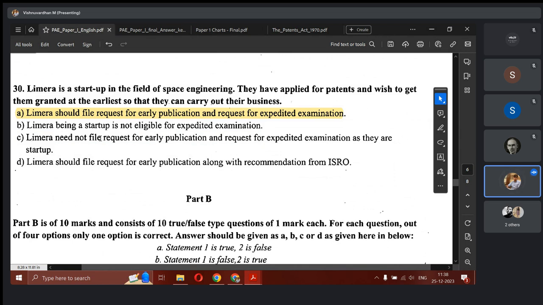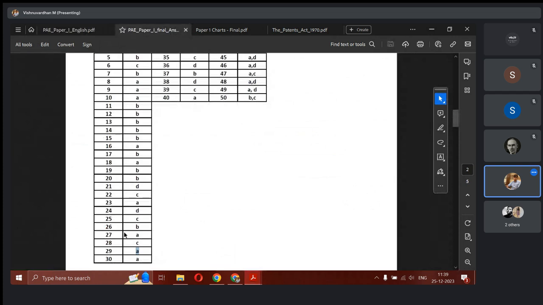Okay, so startup is not eligible. This is not true. All startups are eligible for expedited examination. So B is wrong. Then Limera need not file request for early publication and request for early expedited examination as they are a startup. No, even if you're a startup, you're only eligible. You'll still have to file all this. Then Limera should file request for early publication along with the recommendation from ISRO. What is this? You don't need any ISRO recommendation. Answer is A. 30A. Yeah, cool.